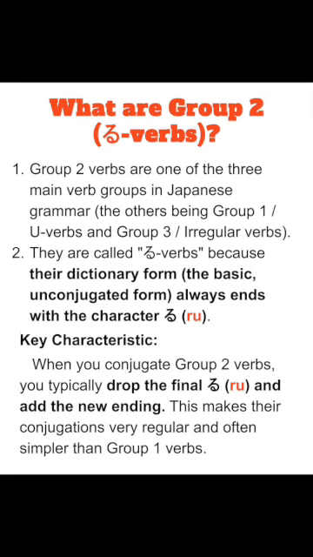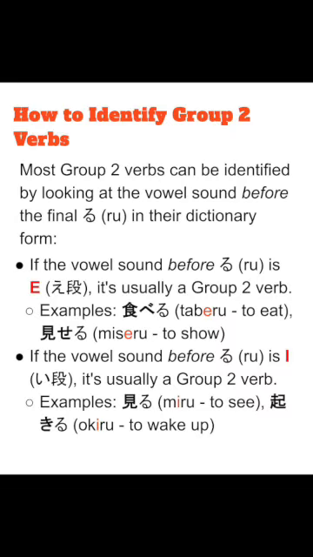Key characteristic: when you conjugate Group 2 verbs, you typically drop the final ru and add the new ending. This makes their conjugations very regular and often simpler than Group 1 verbs. How to identify Group 2 verbs.